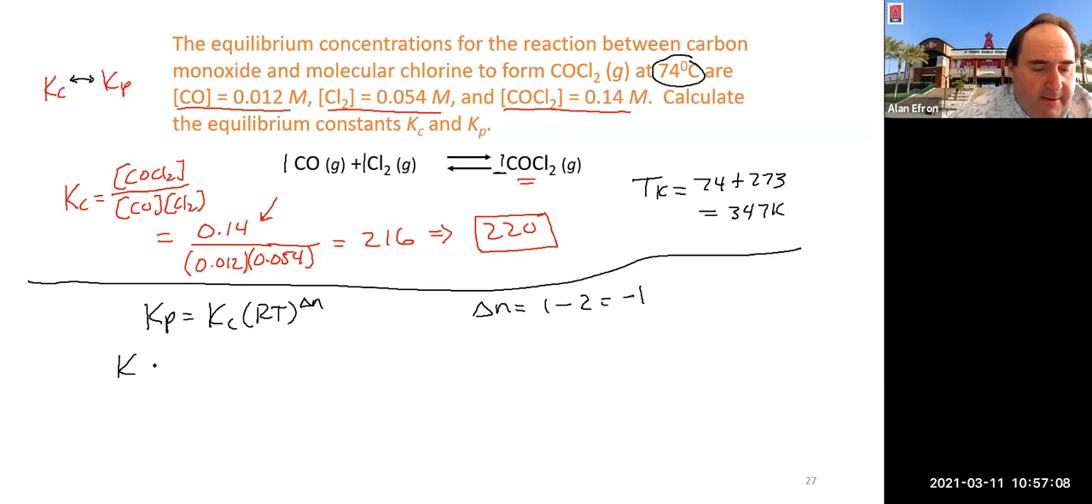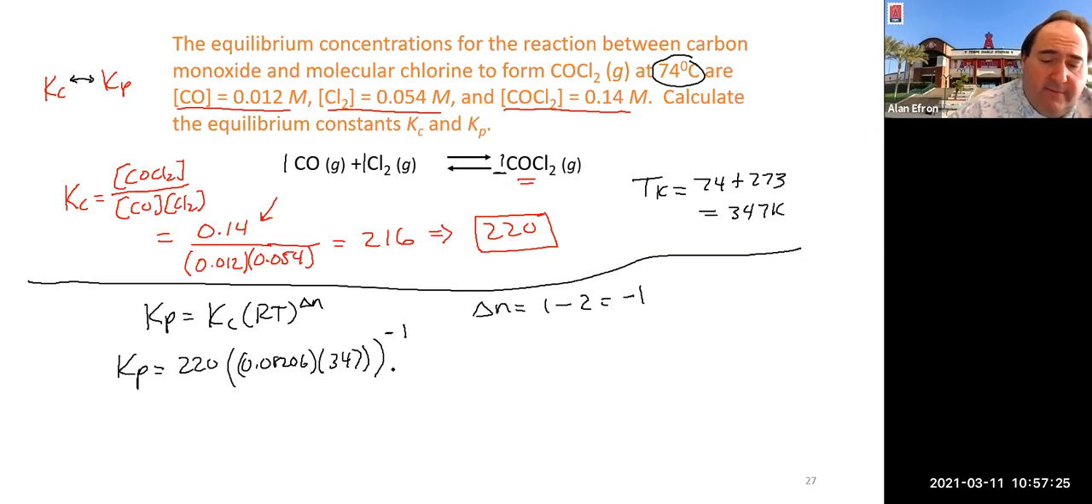At this point, I think we have everything we need. So the Kp will equal our Kc value that we calculated above, times R, which is our gas constant, times our temperature, which is 347, to the power of, again, the important part here, not just 1, but -1. If we clean up inside the parentheses, 0.08206 times 347 gets you about 28.47.